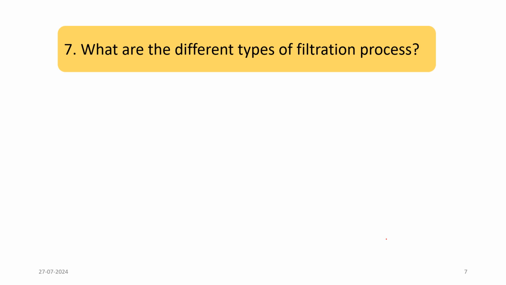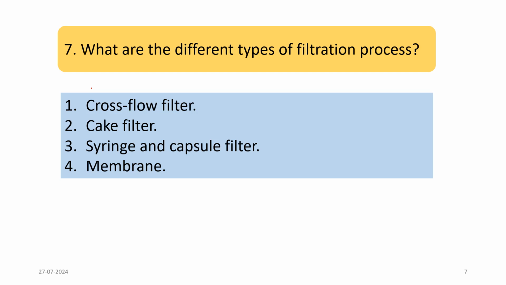What are the different types of filtration process? Okay, just a minute. So there are almost 4 types of filters used in the industry. The first one is the cross flow filter, then the cake filter, then the syringe or capsule filter, and the fourth one is the membrane.